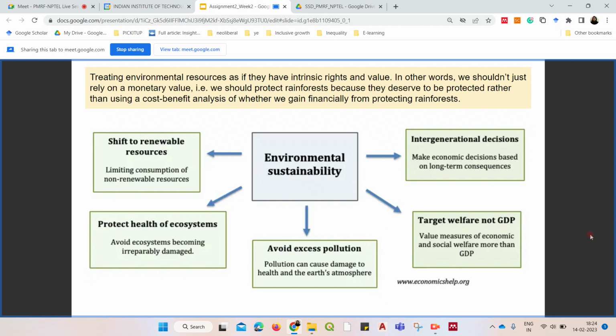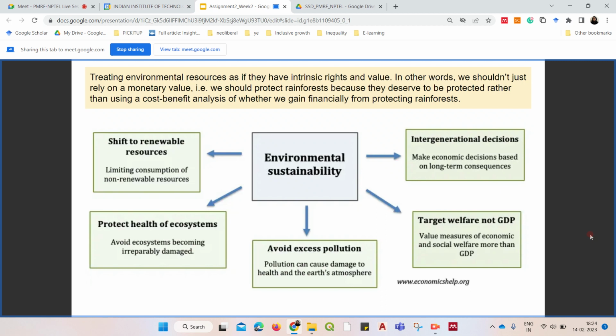So if we shift our resource use from something that is regenerated in a very long time to something which is regenerated quite frequently, we have more control over how we and our next generations can use it, because the resource is not getting emptied, or finished very quickly by us. So in that way, shifting to renewable resources makes sense for environmental sustainability.